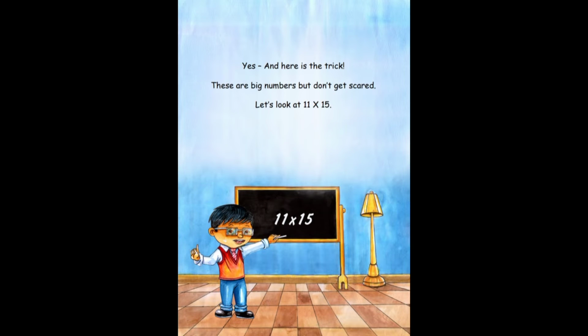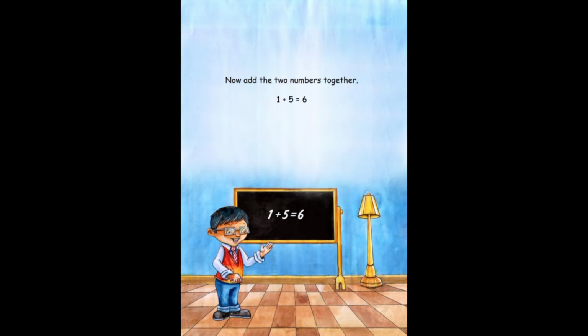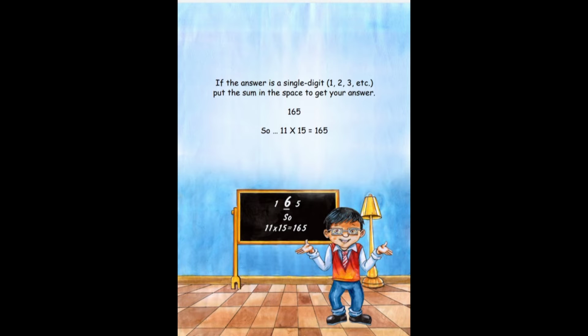Yes, and here's the trick. These are big numbers but don't get scared. Let's look at 11 times 15. Take the number you want to multiply by 11, in this case 15, and imagine a space between the 2 digits, 1 5. Now add the 2 numbers together. 1 plus 5 equals 6. If the answer is a single digit, 1, 2, 3, etc., put the sum in the space to get your answer, 165. So, 11 times 15 equals 165.